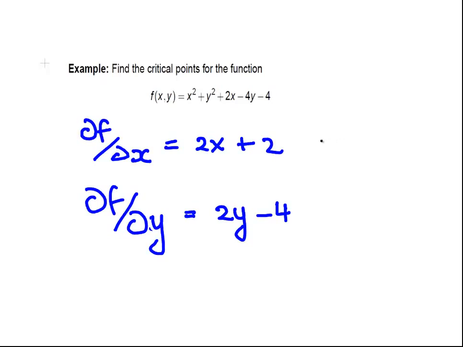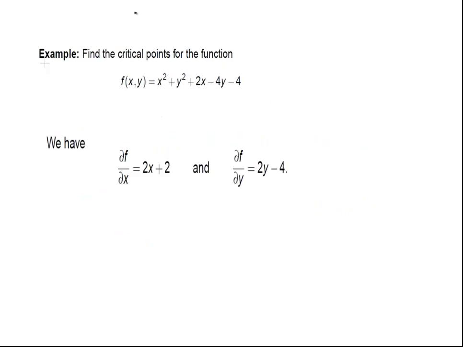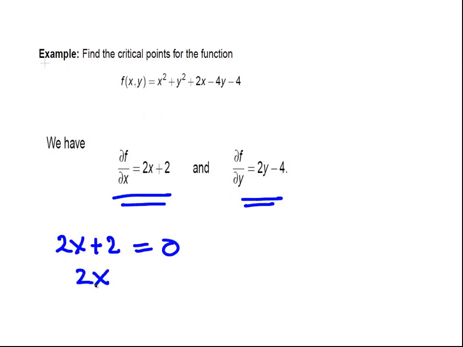So to find the critical points, we let both of these equal 0. It's a pretty easy one in this case. 2x plus 2 is equal to 0, so 2x is equal to minus 2. Therefore x is equal to minus 1.